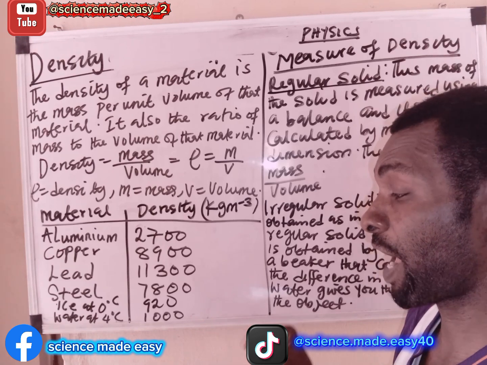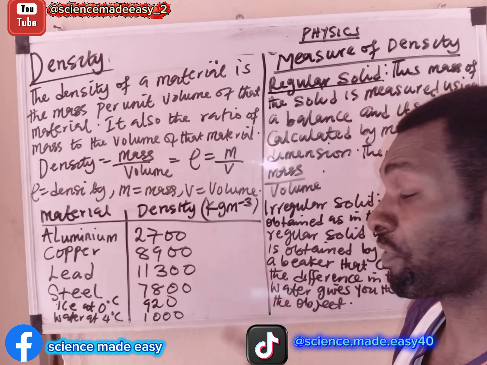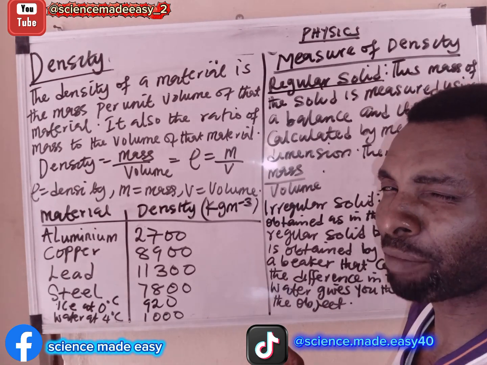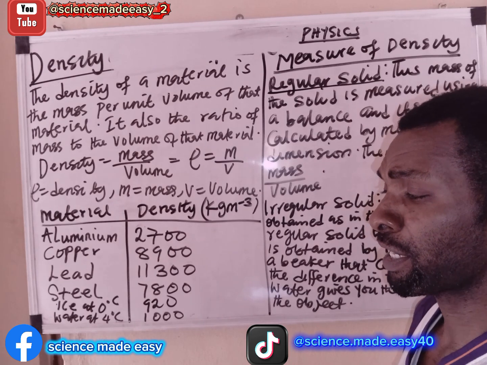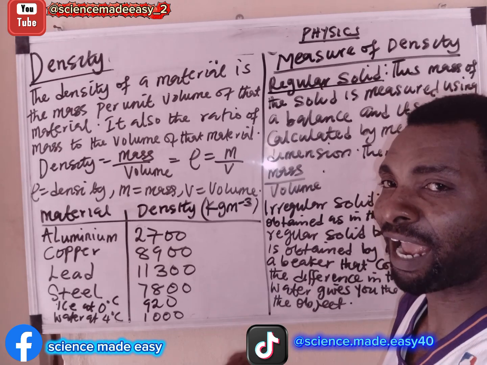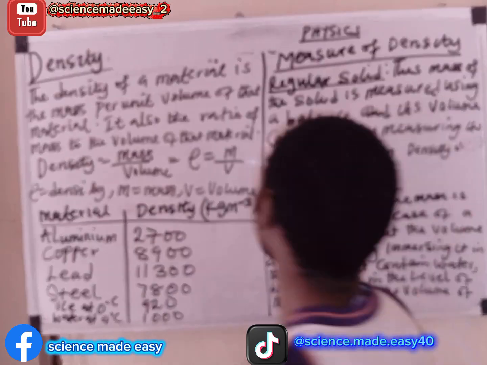The density of ice at 0 degrees is 920, while the density of water at 4 degrees is 1,000. That means you can see that water at 4 degrees is more dense than ice at 0 degrees, even though all of them are the same substance.